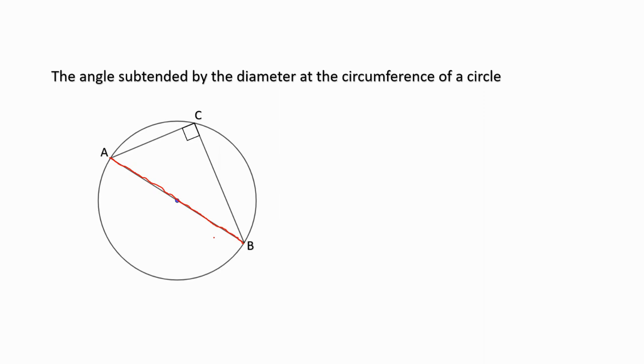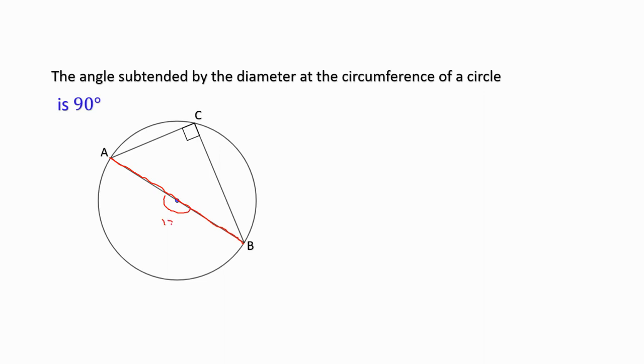We said that an angle subtended by an arc at the center is 2 times the angle subtended by the same arc at the circumference. Do you remember that? We can apply that in this situation, and we can see that an angle subtended by a diameter is 90 degrees, or an angle in the semicircle is 90 degrees.